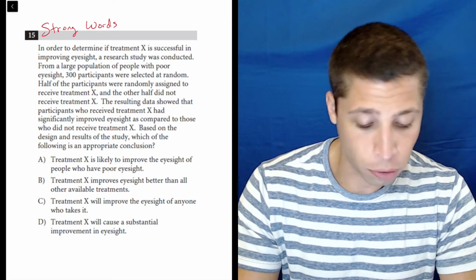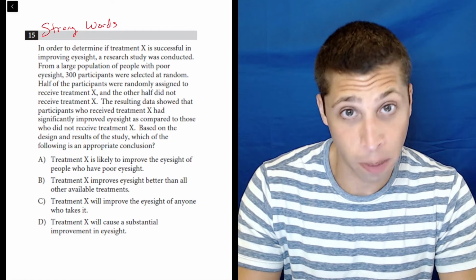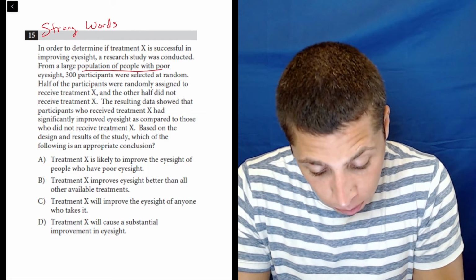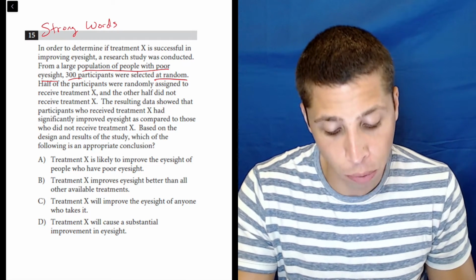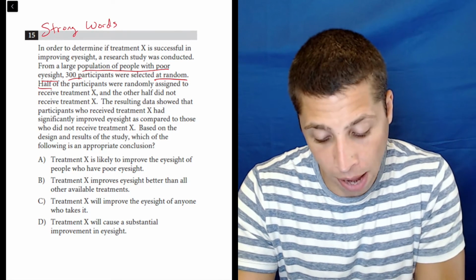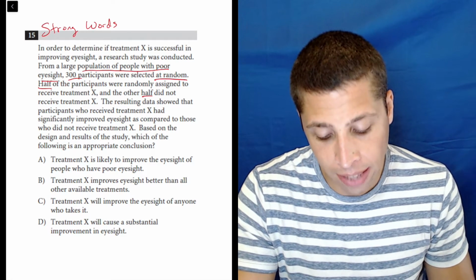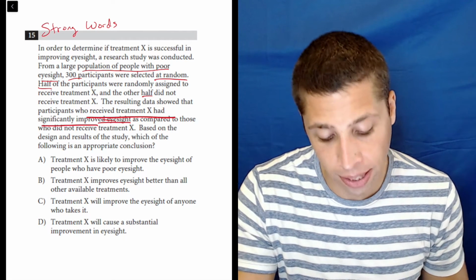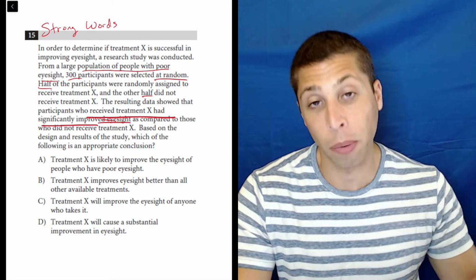In order to determine if treatment X is successful in improving eyesight, a research study was conducted. So it doesn't tell me anything important. From a large population of people with poor eyesight, 300 participants were selected at random. Half of the participants were randomly assigned to receive treatment X, and the other half did not receive treatment X. So half and half, okay. The resulting data showed that participants who received treatment X had significantly improved eyesight as compared to those who did not receive treatment X. Based on the design and results of the study, which of the following is an appropriate conclusion?